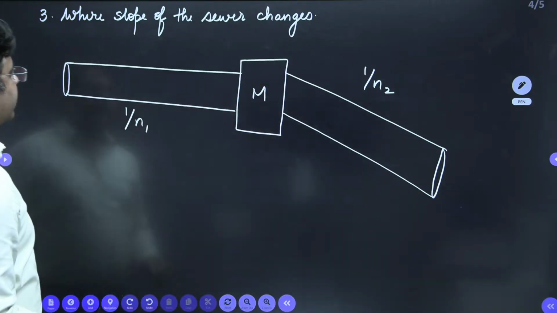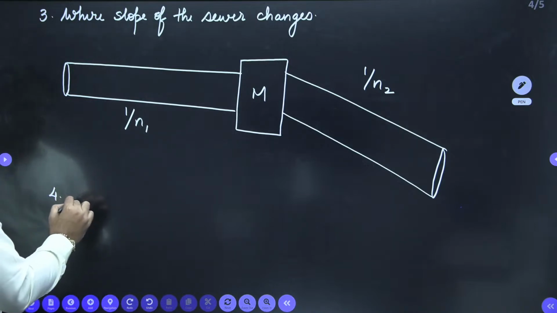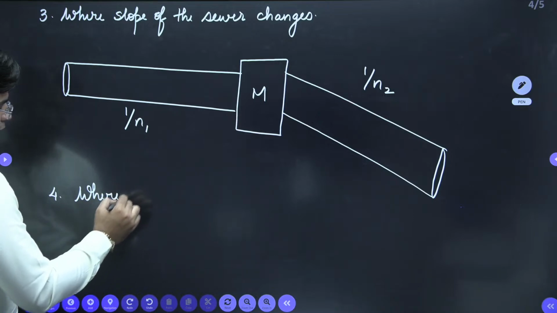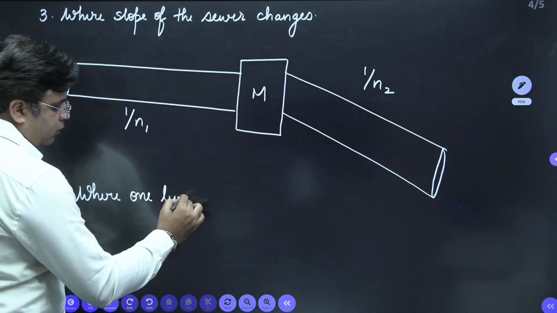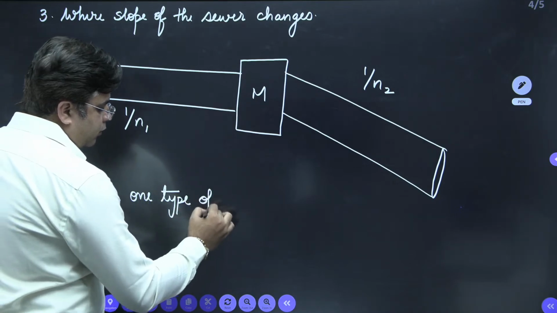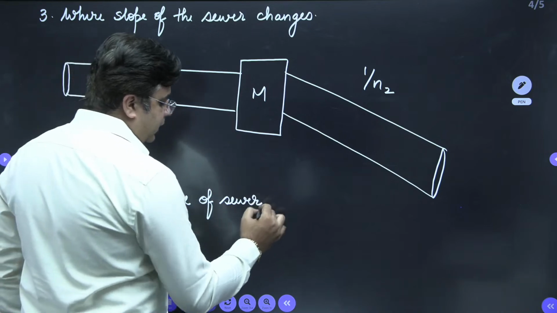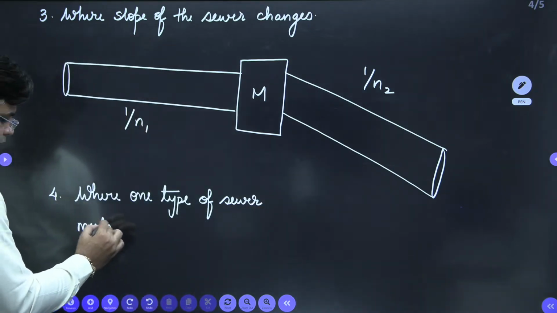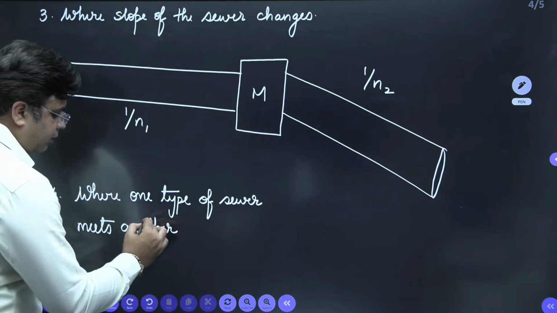The fourth location where you need to provide a manhole is where one type of sewer meets another type of sewer.